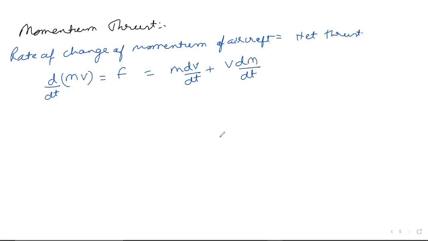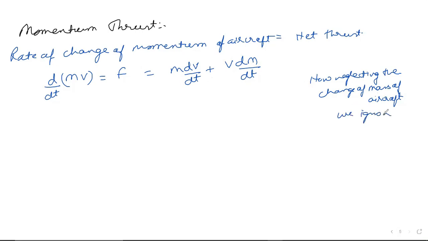There are two cases: m dv by dt plus v dm by dt. Now, neglecting the change of mass of the aircraft, although it is changing due to the change of fuel, we ignore dm by dt. So dm by dt is basically 0, and we get m dv by dt. So we finally get F equal to m dv by dt.